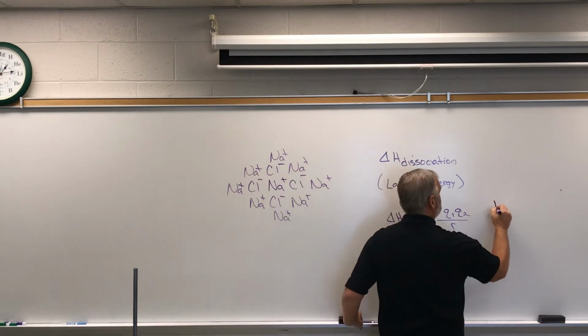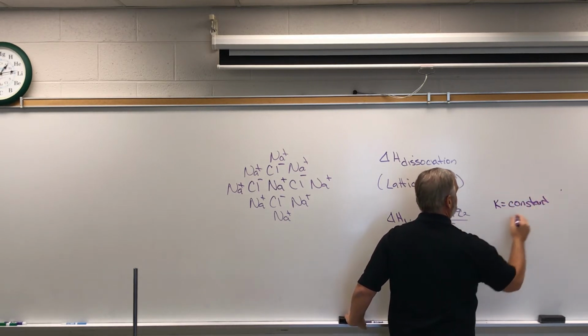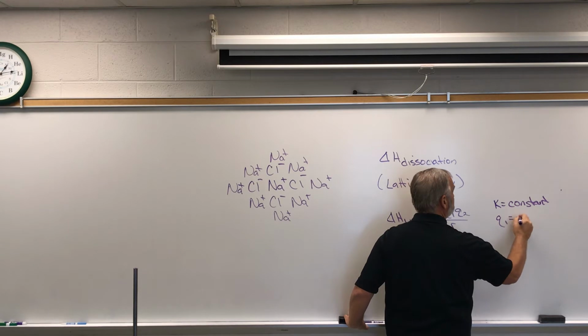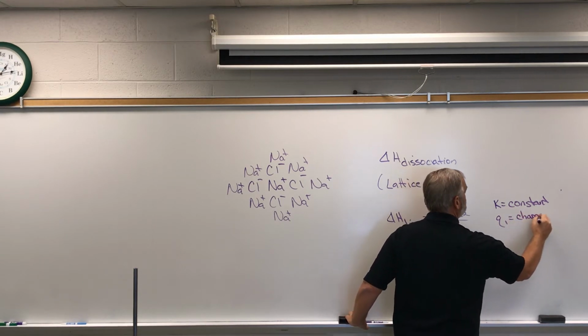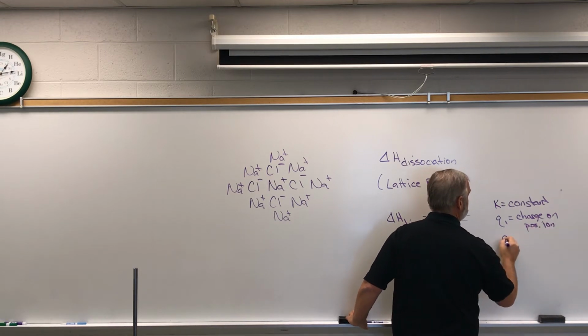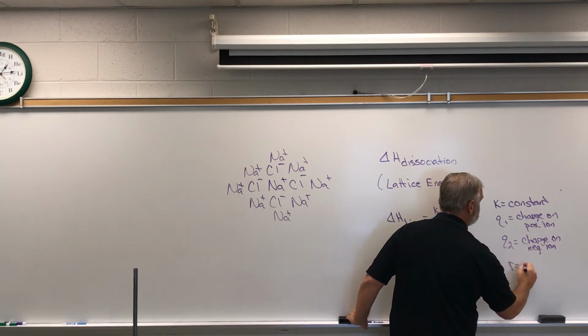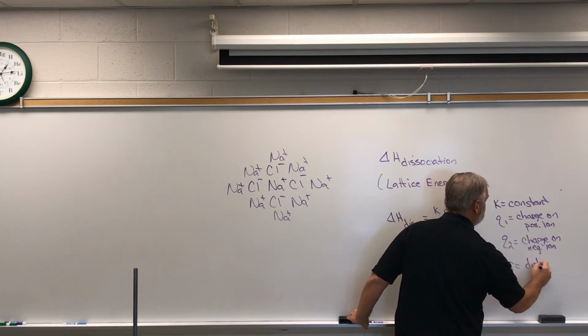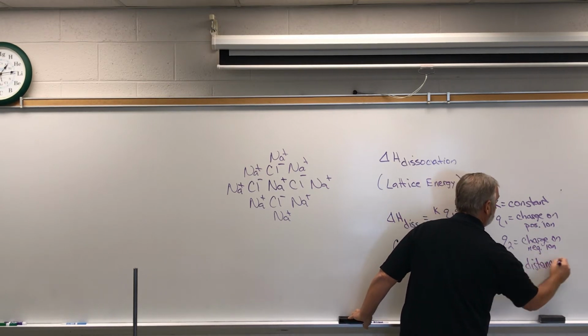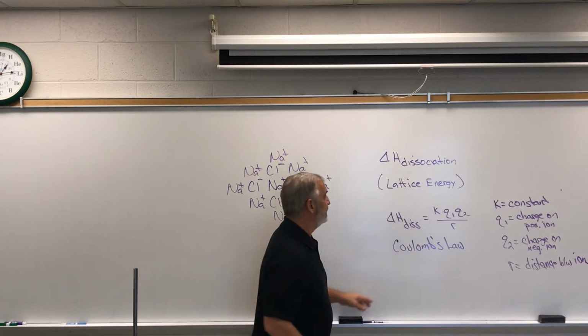K is a constant. You don't need to worry about it. It varies. Q1 is equal to the charge on the positive ion. Q2 is the charge on the negative ion. And R is equal to the distance between ions.